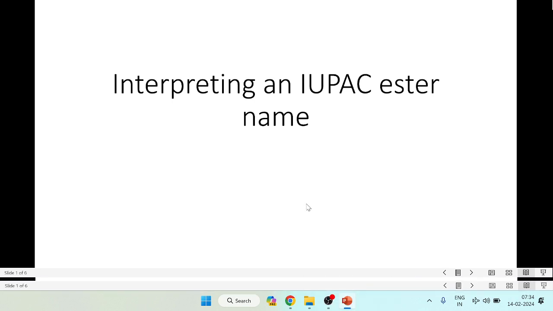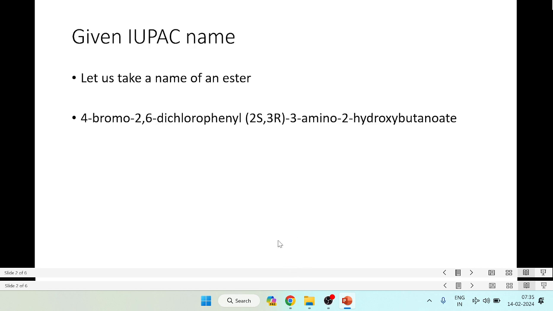Hello students, today we are going to look at interpreting an IUPAC ester name to the structure. Okay, so let's get into the problem. Let's look at the name of the ester. It's 4-bromo-2,6-dichlorophenyl (2S,3R)-3-amino-2-hydroxybutanoate.